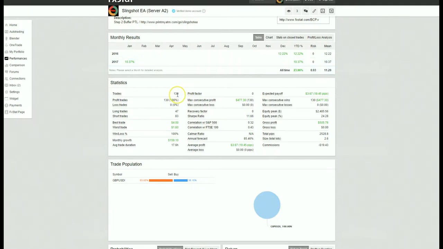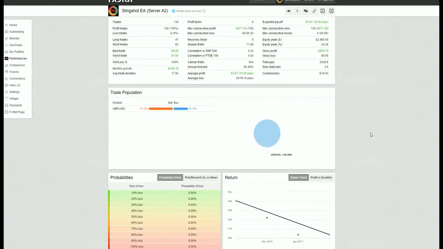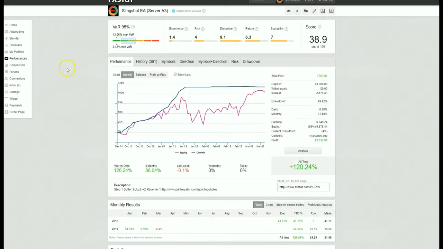So far 130 trades and 100% win rate. You guys can just take a look at the stats there. Best trade is $4 and worst is $1.60. That's more than likely due to swap or an early close, which was manual, more than likely, okay? All right, so server A3 is one of the accounts that's actually starting to reflect the swap charges.